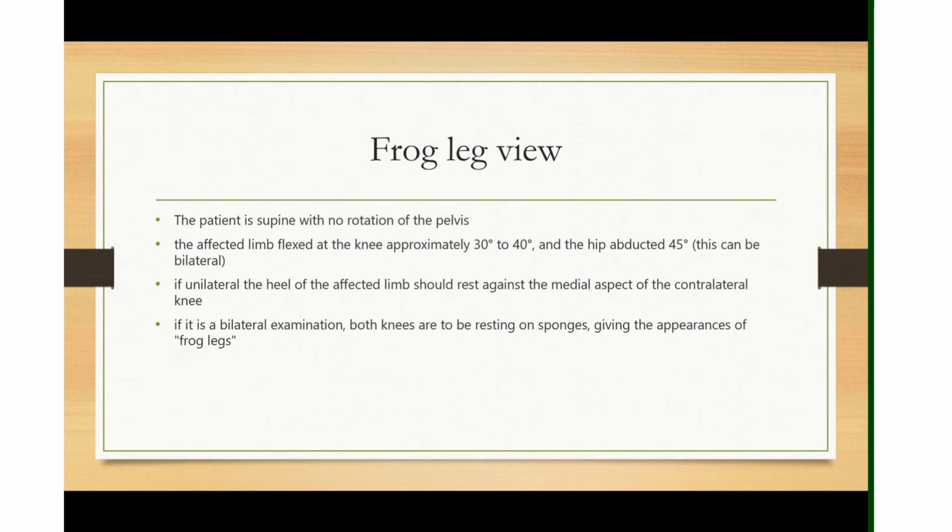Now, a few points about the frog leg view. The patient should be supine. There should not be any rotation of the pelvis. The affected limb should be flexed at the knee, but not too much, only up to 30 or 40 degrees, and the hip should be abducted approximately 45 degrees. So that is the typical position in the frog leg lateral view.